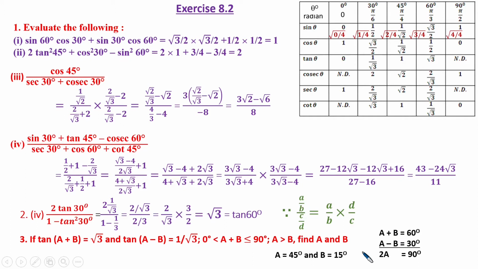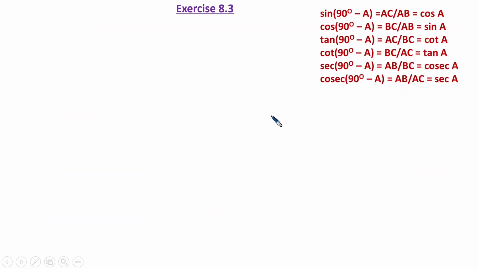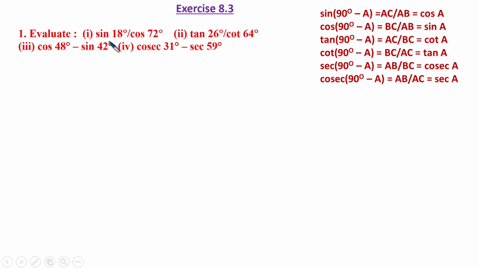This you have studied in your 9th standard, more difficult problem than this. Now exercise 8.3, these are the identities we are going to use, which we have derived in the last lecture. So problem number 1 of exercise 8.3 is: evaluate sine of 18 degrees by cos of 72 degrees. We'll use only these identities.